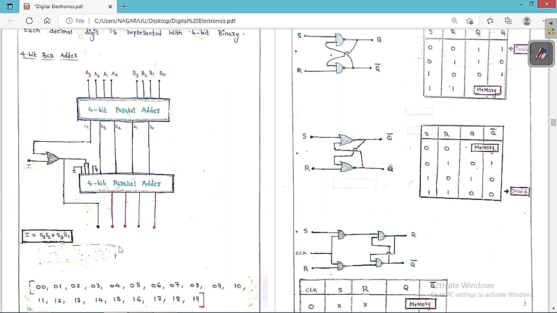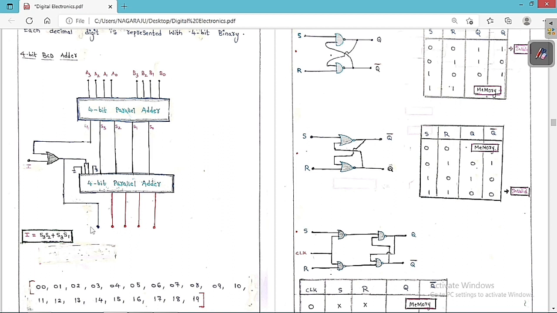Similarly, suppose 7 plus 7 is 14. It is in this range, so it can represent 1 and 4. Here it will be 1, here it will be 4, and 4 is 0, 1, 0, 0. So like this it is going to represent. This is for the higher number and this 4 is for the lower 4-bit number. Each decimal digit we are going to represent by 4 bits, one group for the lower one and one for the upper one.